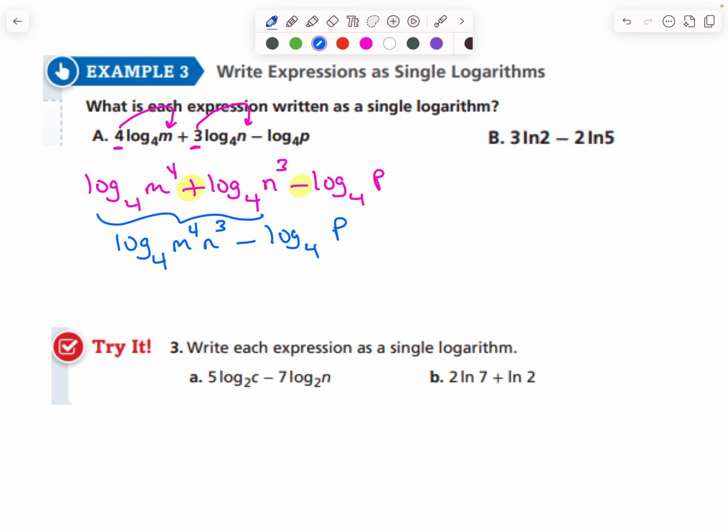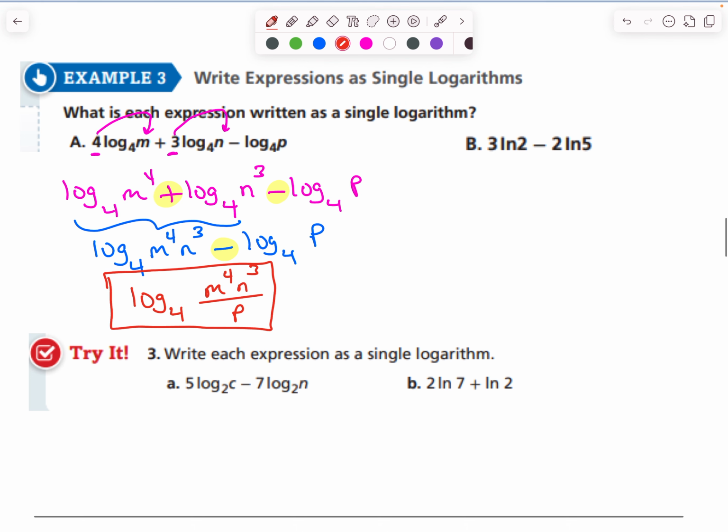Okay, now that we have a division, we can finally get this down to 1 log expression by condensing down to 1 log base 4. And remember that division goes with subtraction, so we'll have m to the 4th n cubed divided by p. And that becomes our final condensed log expression. So we got it down to 1 log.